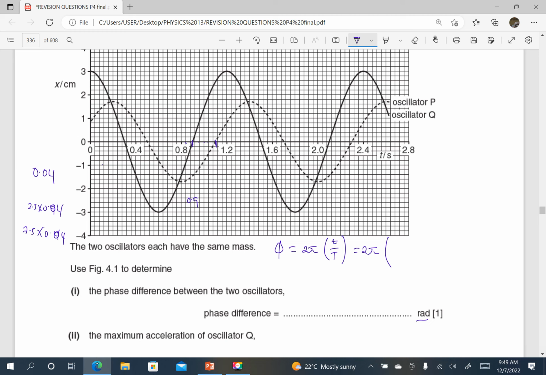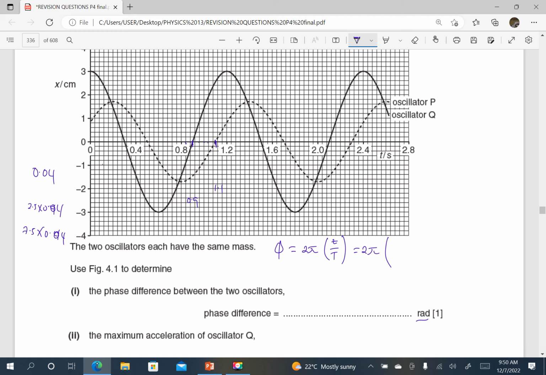7.5 times 0.04. So that is 0.3. I add it to 0.8 plus 0.8. That is 1.1. So that is 1.1. I hope this is 2.5 times 0.04. That is 0.1. So this was 0.9 and this is 1.1.